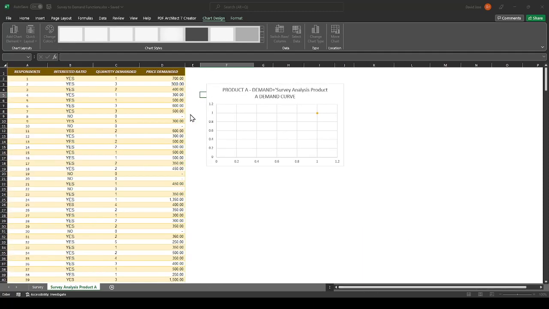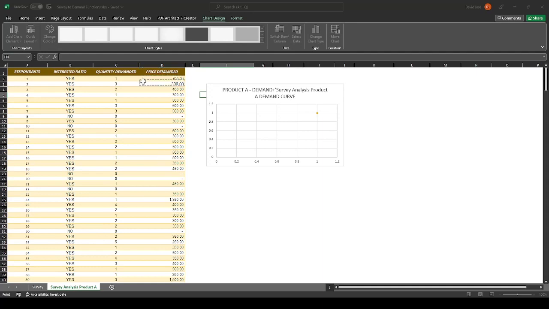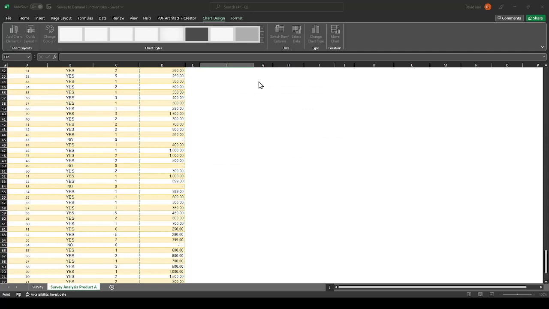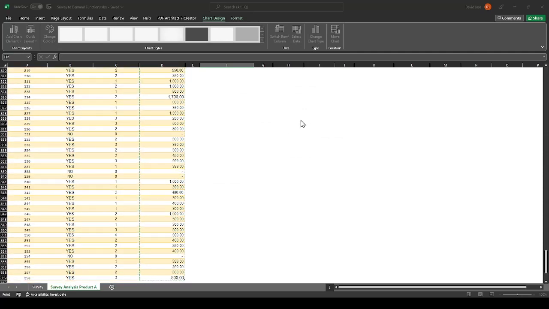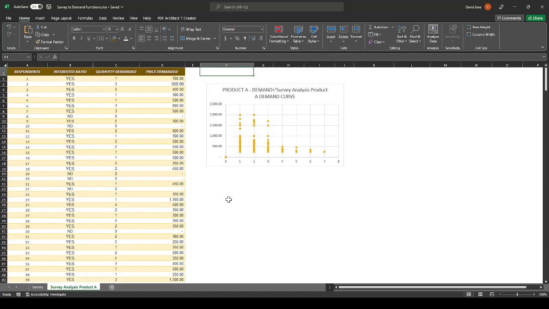And then for the x-axis, it should be quantity demanded. Control Shift down, and then enter. And then for the y, Control up just to go up. Click this top cell, Control Shift down, and then there we have it. Click OK, Control Shift up to go up again.